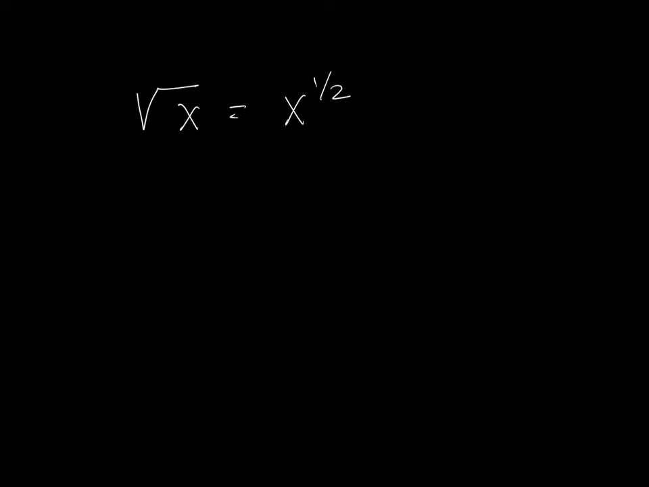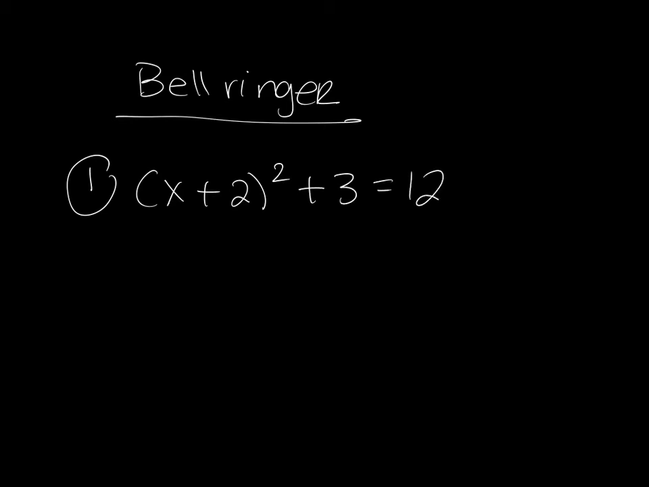Okay, so now we're going to go over some basic stuff here. For example, let's go over old stuff that we've done. We're going to call this our bell ringer. Please make sure that you are writing this in your notes. I'm going to check it on Tuesday. So the first one is (x plus 2) squared plus 3 equals 12. I'm going to leave you a second, press pause, try it on your own, and then compare it. If you're depending on me for every single part of this problem, you're not going to understand it even better. Okay, so let's see if you did this right.